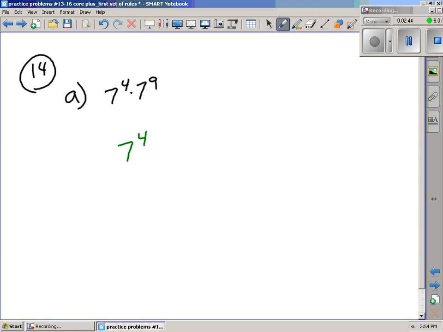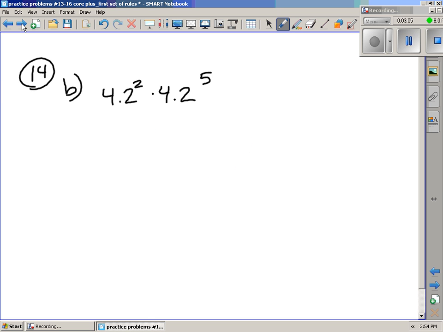This is number 14. The directions here say, write each of the following expressions in a simpler equivalent exponential form. So we need to leave it in exponential form. So bases are the same. You add them up. So we get 7 to the power of 13.